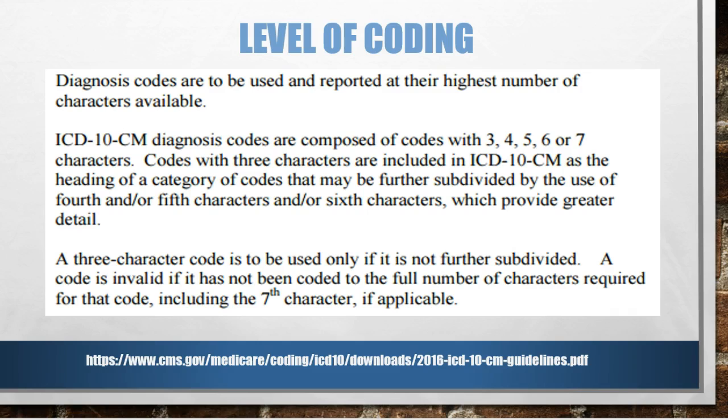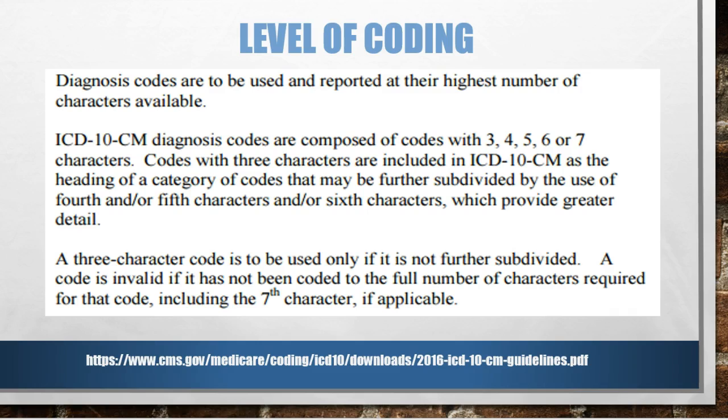Let's discuss level of coding for just a moment. ICD-10-CM codes consist of 3, 4, 5, 6, or 7 characters. 3-character codes are usually the heading of a category of codes that may be further divided by the use of 4th, 5th, 6th, or 7th characters. A 3-character code is to be used only if it is not further subdivided.